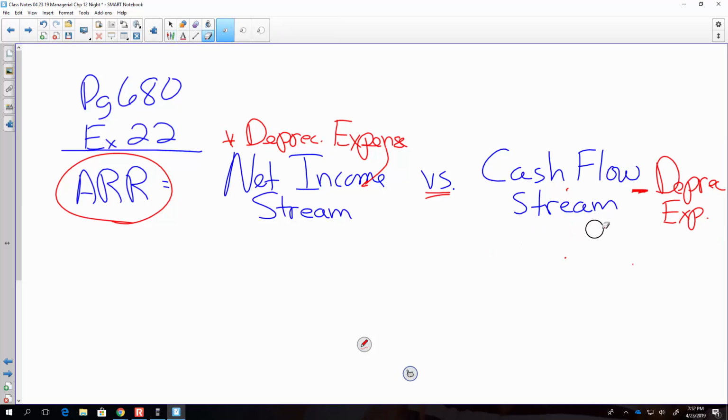Is that okay with everyone? Does that make sense? So the net income stream is exactly what I need. I'm just going to add up those 7 numbers, divide by 7, I got my average income. Done. But if I give you instead a cash flow stream, then yes, you do have to subtract the expense to get the income. So watch for that.